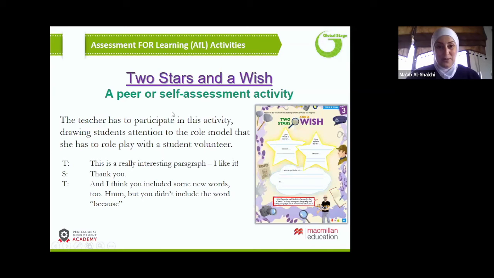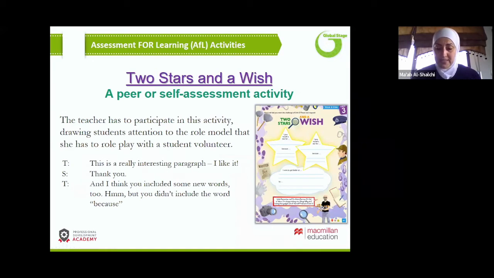And so this one is 2 stars and a wish. It's a peer or self-assessment activity again, and this is, as you can see, you've got an example from a page in the book. The teacher has to participate in this activity, and you will see why. Drawing students' attention to the role model that she has to role play with the student volunteer. So it's like a conversation.